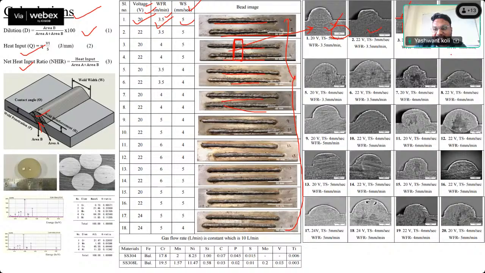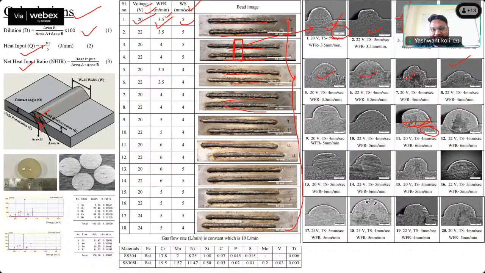These are the macroscopic images of the weld bead. So after attaining the macroscopic image, we can give a scale bar through ImageJ software, and after that, using ImageJ software, we can find out all the bead geometry profiles like reinforcement, penetration, contact angle. These things we can find out by ImageJ software.